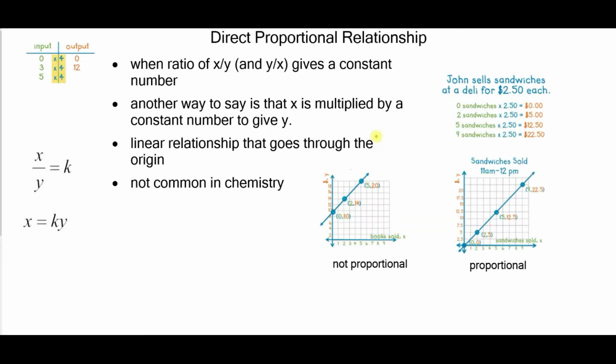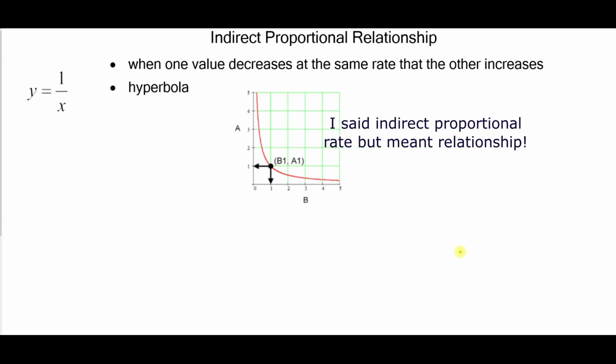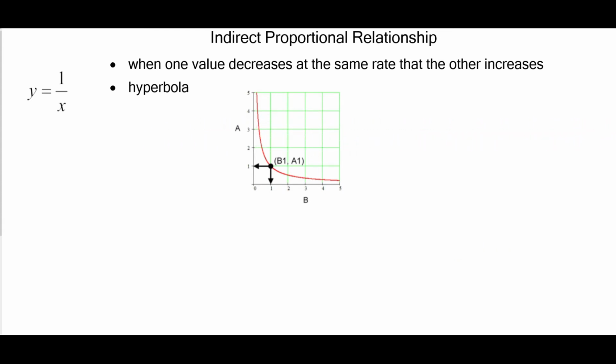Sometimes you will hear proportional, and proportional is when the ratio of x to y, x divided by y, or the inverse, gives a constant number. This is a linear relationship that has to go through the origin. It's not very common in chemistry. Remember I said you do not have to put your line of best fit through the origin, and the origin does not have to be 0. An indirect proportional rate is when one value decreases at the same rate another increases. A hyperbola. Pause the video and try the problems on the next page.